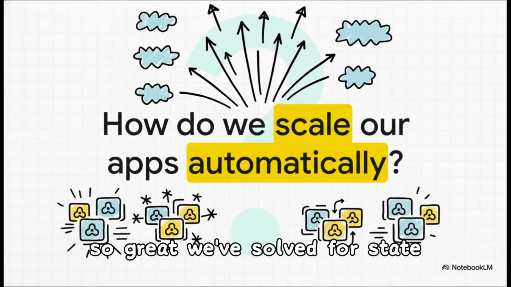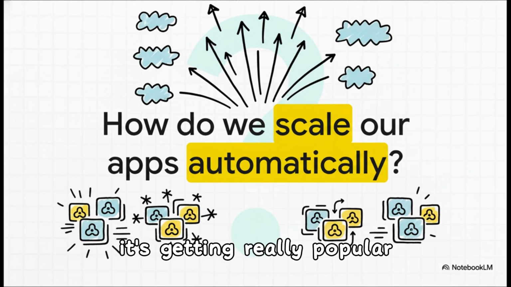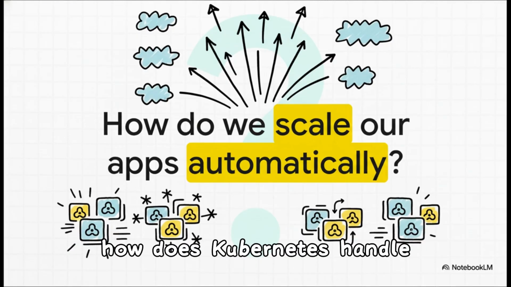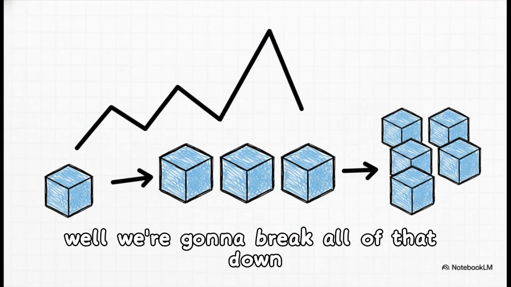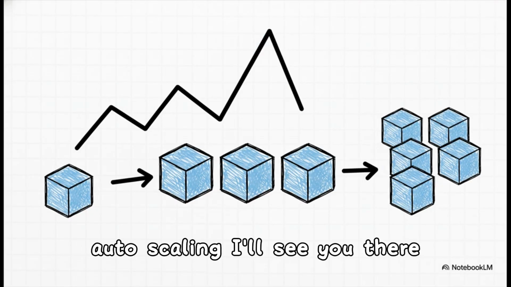So great, we've solved for state. Our data is totally safe. But now our app is a hit. It's getting really popular. What happens when traffic suddenly spikes to the roof? How does Kubernetes handle adding and removing pods automatically to keep up with that demand? Well, we're going to break all of that down in our next explainer on Kubernetes Autoscaling. I'll see you there.